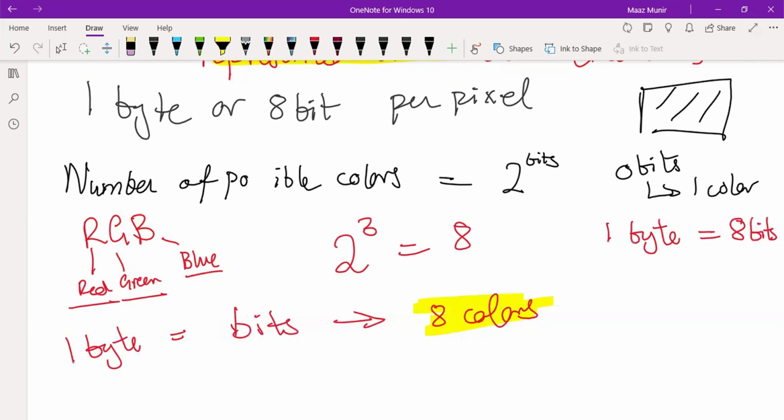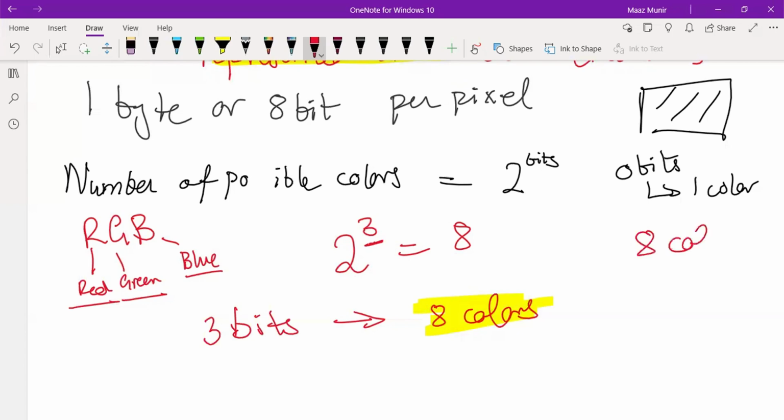Oh, my bad, not 8 bits, 3 bits. This is the number of bits, 3 bits. I also got it wrong earlier, my bad. Let me rephrase the question. Let's say there is an image which uses 8 colors. Tell me what would be the file size in bits.